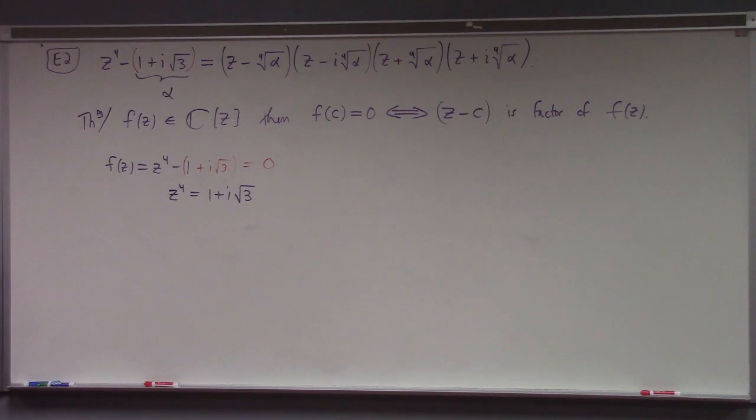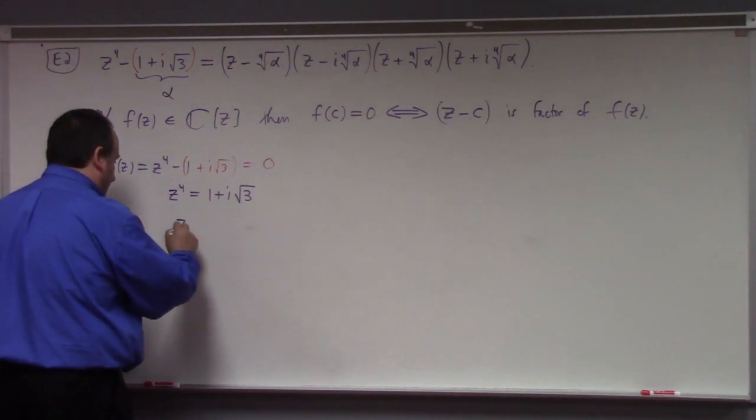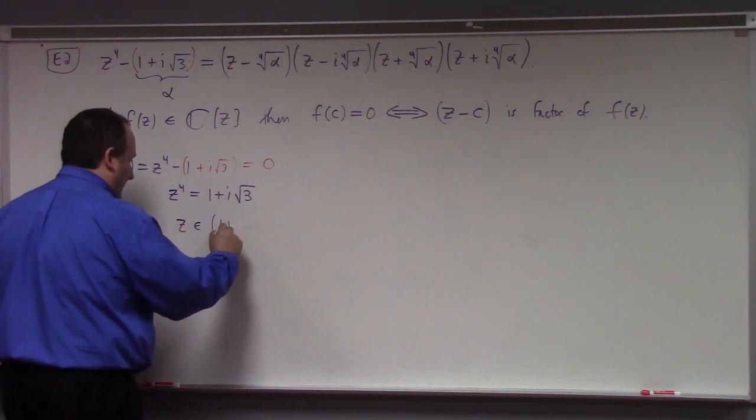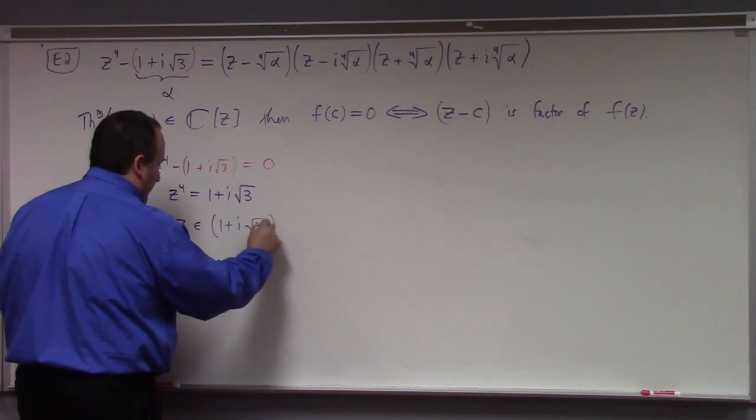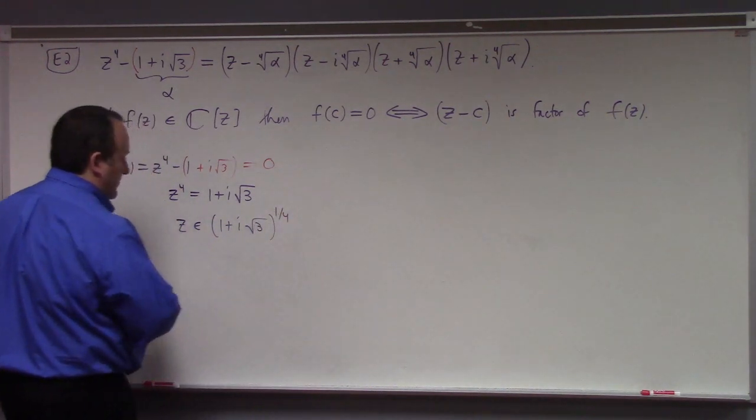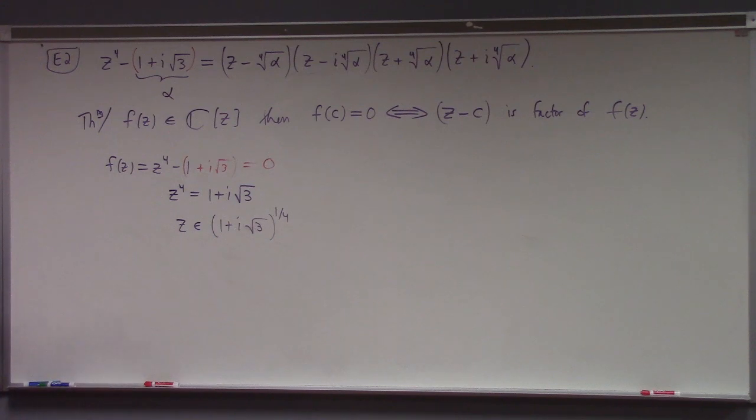Which is to say that z is an element of what? The 4th root of 1 plus i root 3. But we know what those are. We just calculated them in the last example. Those are exactly the zeros of this polynomial. And by golly, if you've got 4 zeros of a 4th order polynomial, you've factored it. Because you can't have 5 zeros for a 4th order polynomial. You multiply them out, you get z to the 5th. That'd be bad, right?